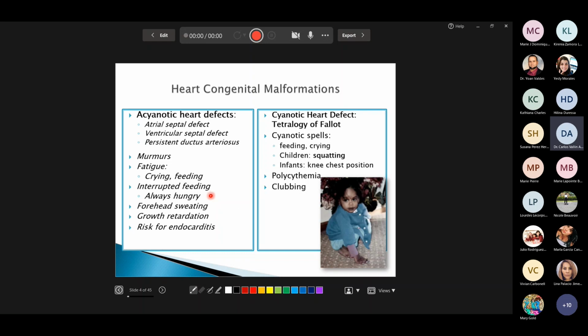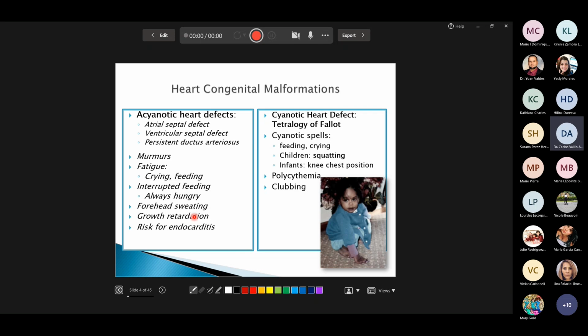Of course, those babies will have growth retardation. Why? Because they are not feeding completely. So they are going to have delayed weight gain and are going to have some level of growth retardation.